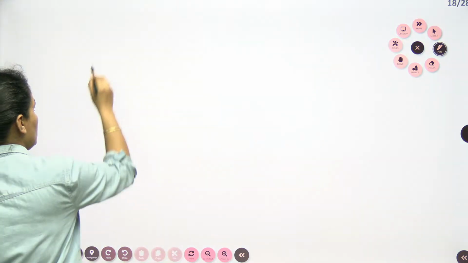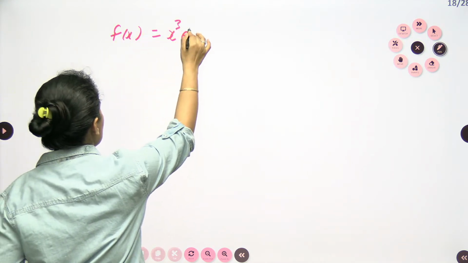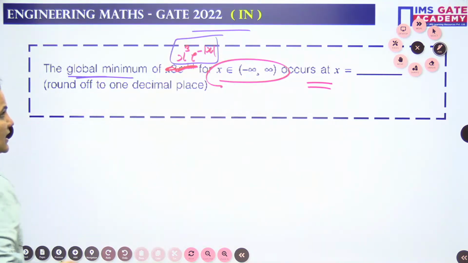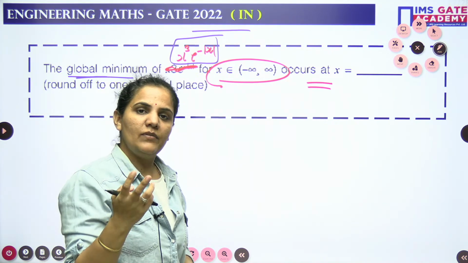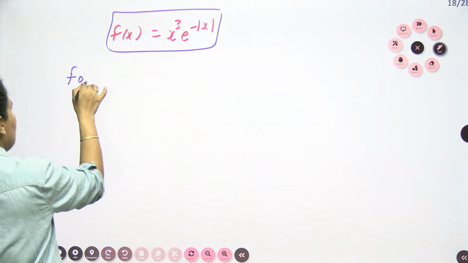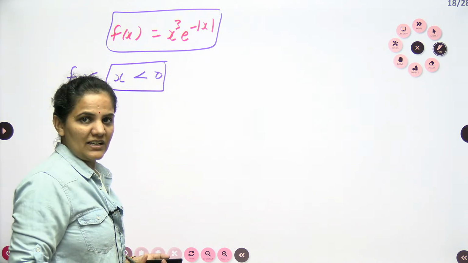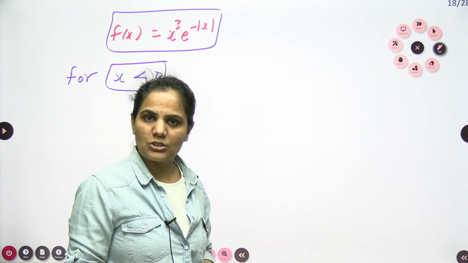So how we can approach? First of all we can consider that the given function is x cube e to the power minus mod of x. This is the function. As it is given to us that the range is minus infinity to infinity, and e to the power mod x, we can start doing for the two cases. So let's start with the first case. I start with x less than 0. If I will start from x less than 0, and here in this case if I will have the global minima, then I will stop here only.